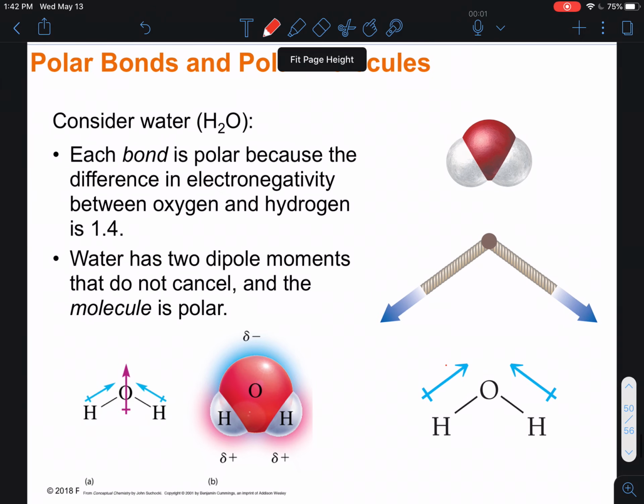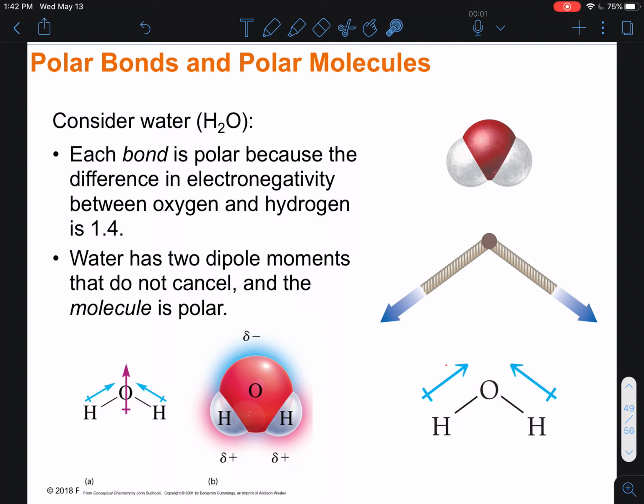So let's look at water, for example. Water is another molecule that's made up of polar bonds, just like what we said. Okay, each bond is polar here, and this is exactly what I was talking about earlier, here and here. And if we were to represent the polarity of the bond using vectors, we would draw a plus sign here, draw an arrow, plus sign here, and draw an arrow.